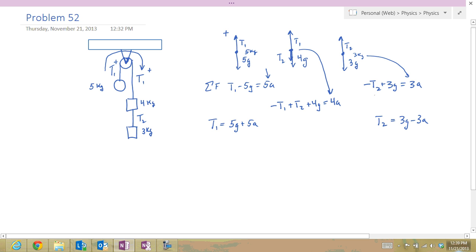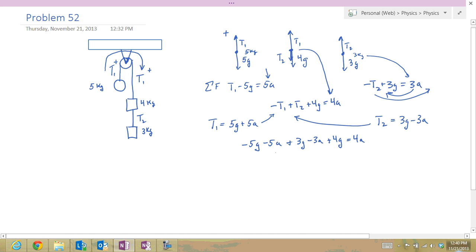Algebraically, I took T over to the right-hand side here, which means it turned into a positive, and then I brought 3a over to this side of the equation, which turned it into a negative. That's where I got that from. So now I'm going to substitute in here. So this is going to go in here, this is going to go in here, and I should get minus 5g minus 5a, because this minus sign has to distribute through all of T1, plus 3g minus 3a plus 4g equals 4a.